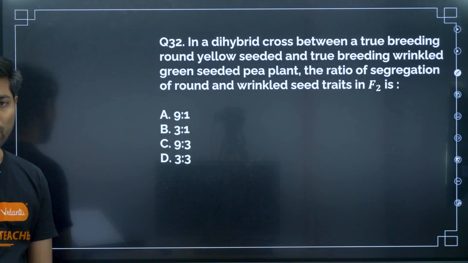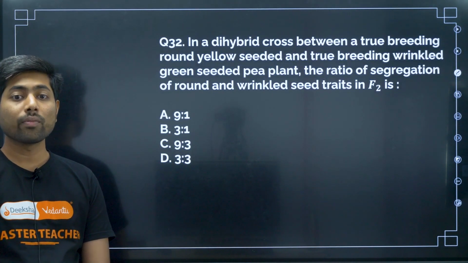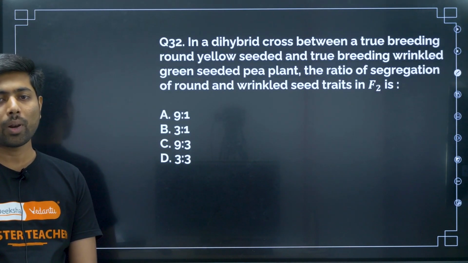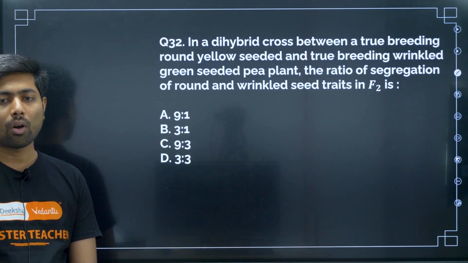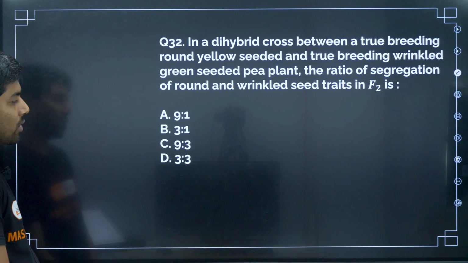This is a very interesting question. In a dihybrid cross between a true breeding yellow round seed and a true breeding wrinkled green seed plant, the ratio of segregation of round and wrinkled seed traits in F2 is, right? It's a very big question, right?